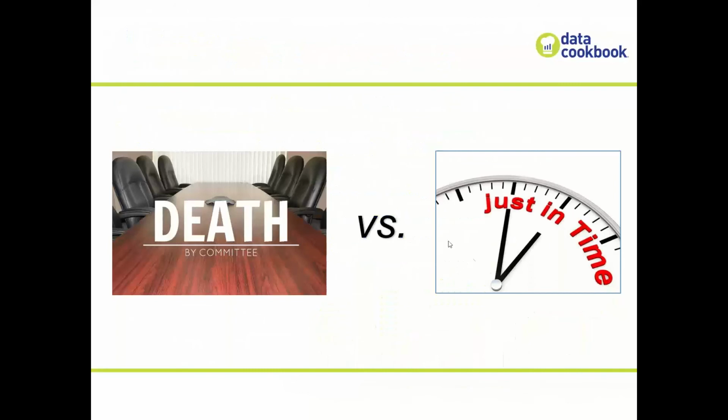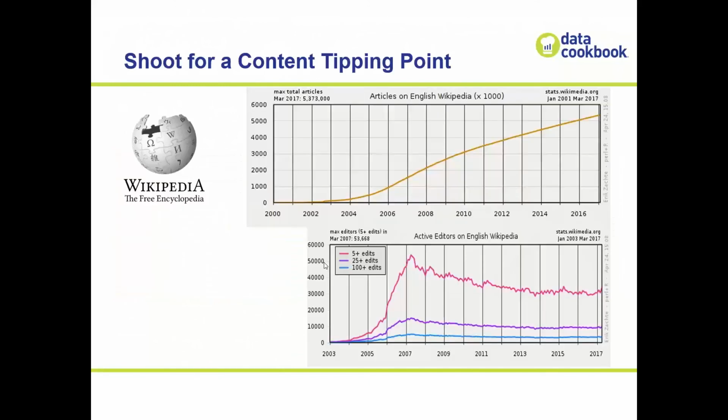So again, I recommend this just-in-time approach as opposed to the committee approach or the go back and document everything over time. And if you do that, you're going to hit a content tipping point, and that's your goal. Your goal is not to document everything, but the goal is to document enough that people get excited to use it. And Wikipedia was like that.